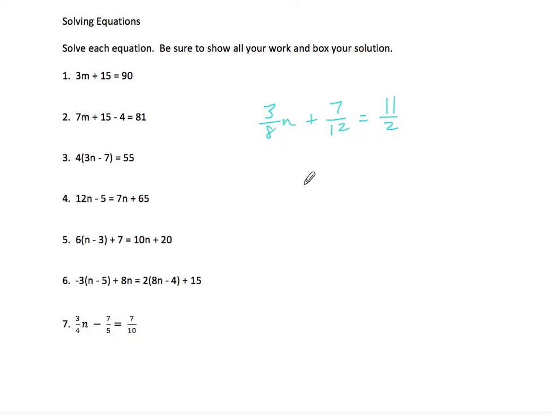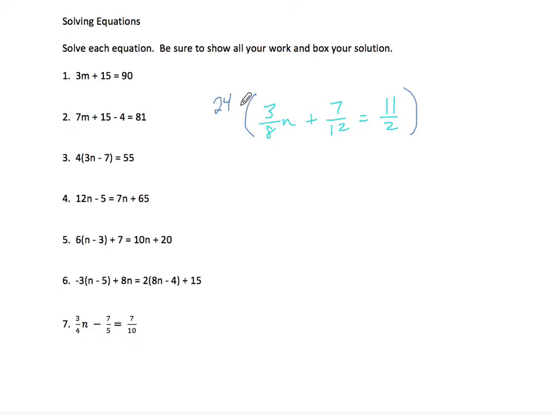This way, we get rid of the fractions. We don't have to, but I'm going to show you guys how to do that. I want to look at all the denominators: the 8, the 12, and the 2. I'm going to find the least common multiple of those numbers. The smallest number that 8, 12, and 2 go into evenly is 24. So I'm going to multiply this whole equation by 24.